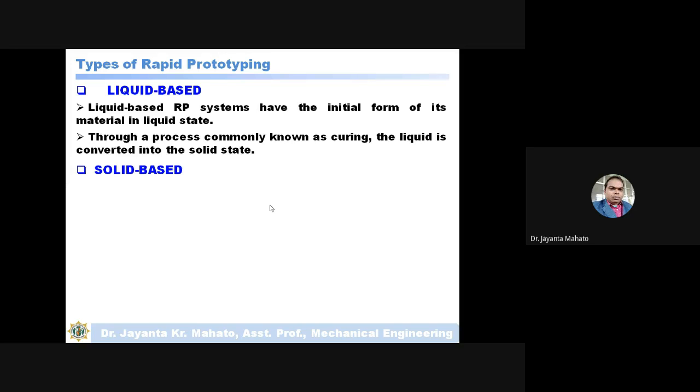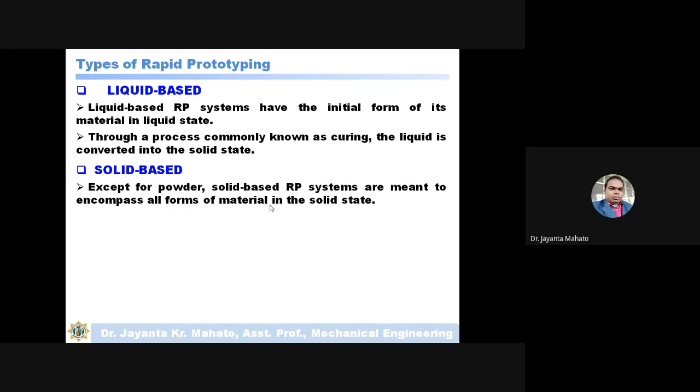Another type of prototyping is solid based. In this case, except for powder, solid based rapid prototyping systems are meant to encompass all the forms of metals in the solid state. Means, in this process, all the metals except the powder materials are in solid state.